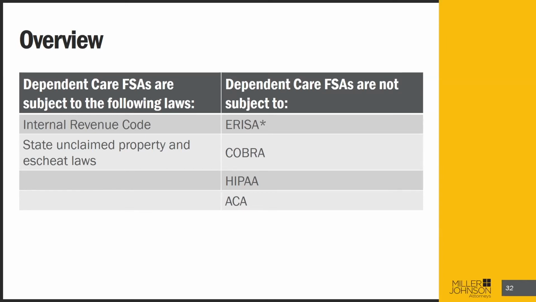In these situations, I recommend that you may want to consult with an attorney to determine what the laws are in your specific state. Dependent care FSAs are generally not subject to ERISA, which I'll talk about more in a minute, not subject to COBRA because they are not a group health plan. And for that same reason, they are not subject to HIPAA or the ACA.